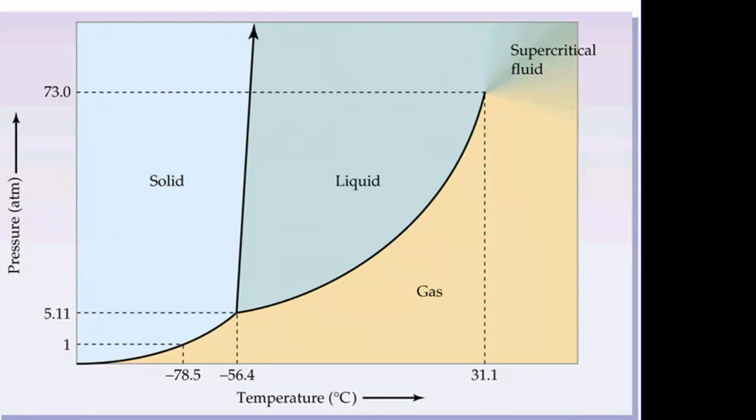You'll notice that the triple point for carbon dioxide is all the way down here at negative 56.4 degrees Celsius and 5.11 atmospheres. Our standard pressure of 1 atmosphere, you're going to see solid carbon dioxide at standard pressure for any of our standard temperatures. Let's say we have a temperature up here of 25 degrees Celsius, room temperature. So standard pressure, room temperature, we're out here. It should be a gas.